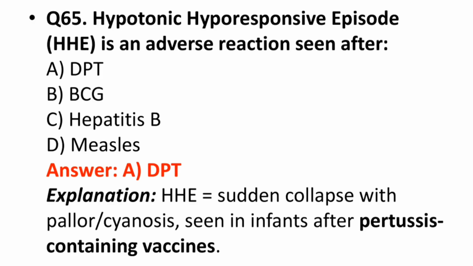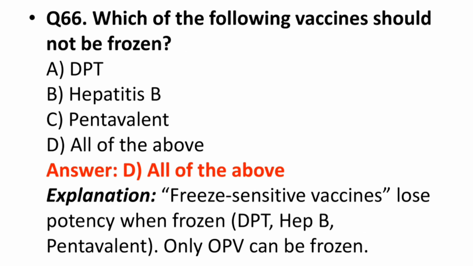Hypotonic hyporesponsive episode is an adverse reaction seen after which vaccine? Option A DPT, option B BCG, option C hepatitis B, option D measles. The correct answer is option A DPT. Hypotonic hyporesponsive episode is sudden collapse with pallor and cyanosis seen in infants after pertussis containing vaccines.